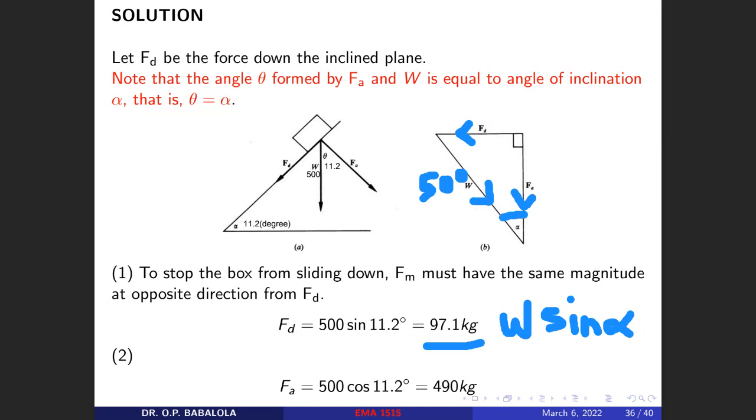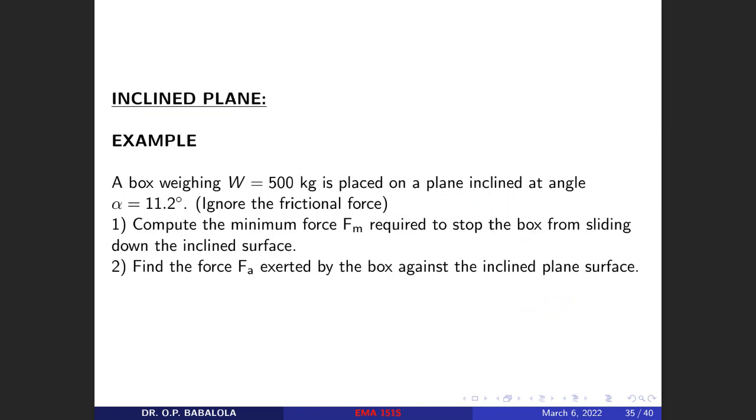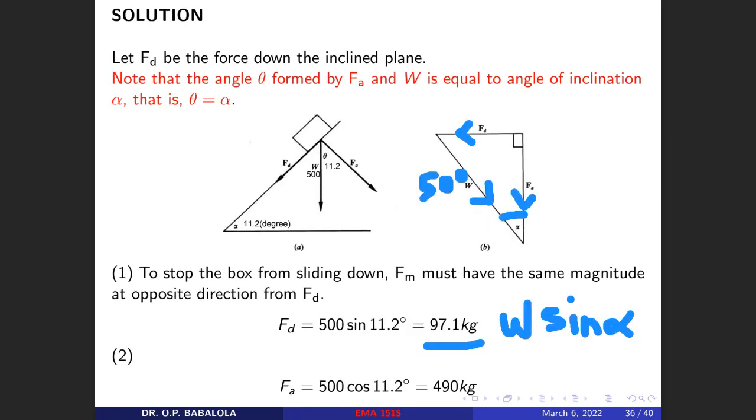Then the second question, let's go back, says find the force FA exerted by the box against the inclined plane surface. So now we have found this side to be 97.1. Then what is this side?